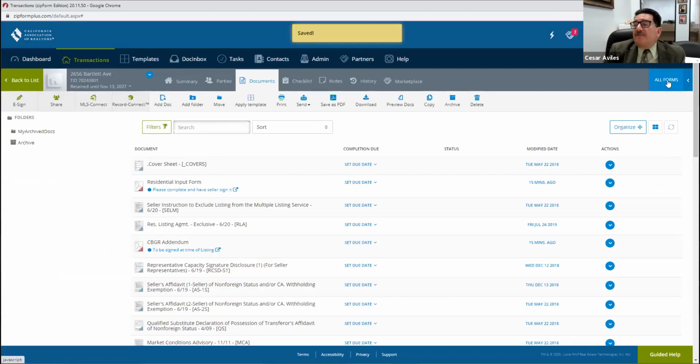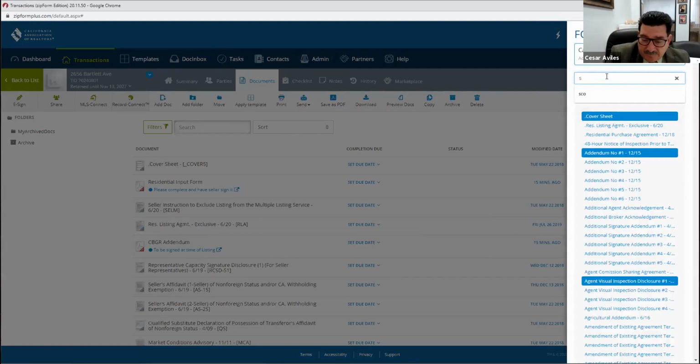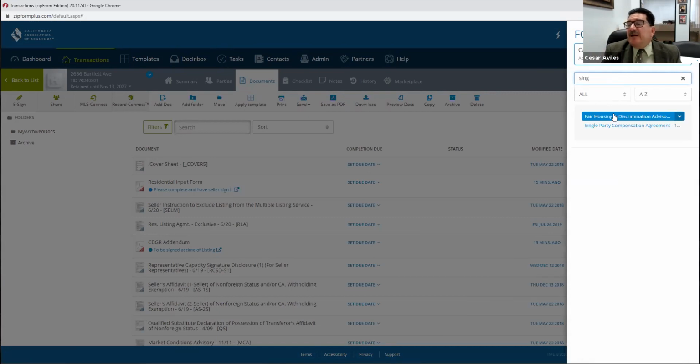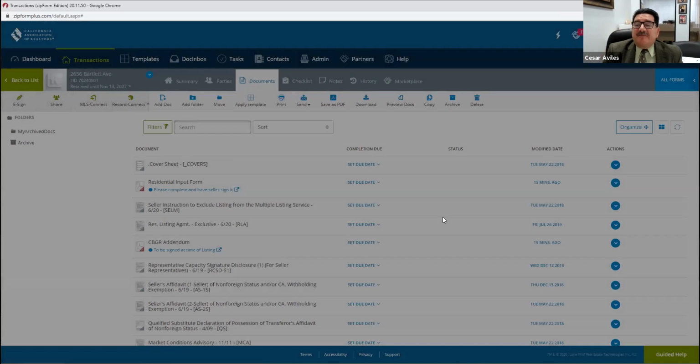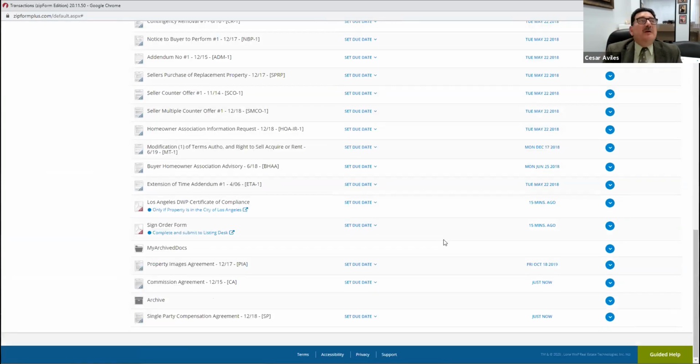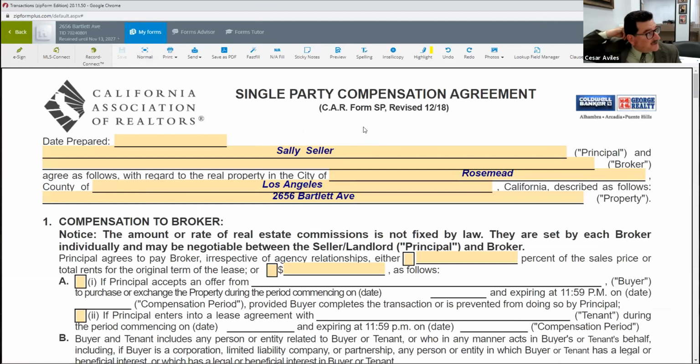And let me go to all the forms. I go to the entire list, and the form is called single party compensation. Okay, this form is for, for example, when the property has a for sale by owner sign in front of it, and you are talking to the seller, and the seller says, bring me a buyer and I'll pay you a commission.